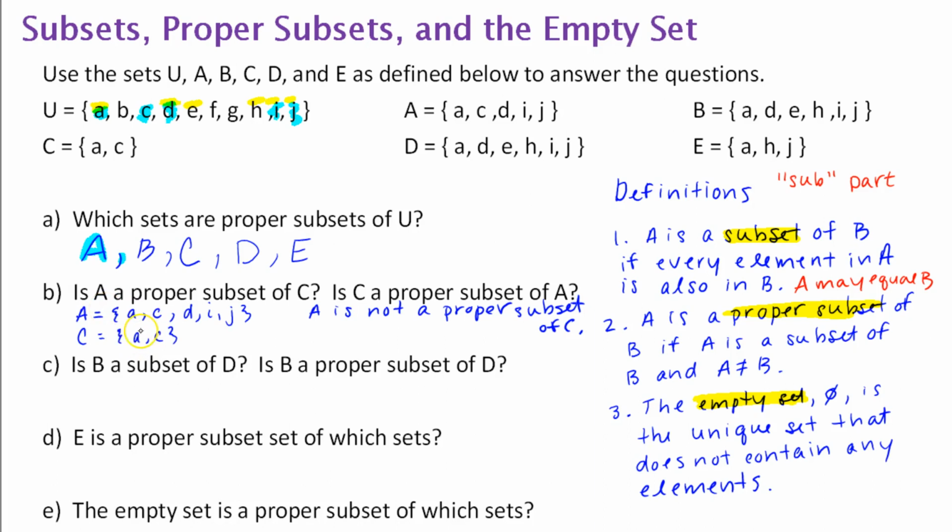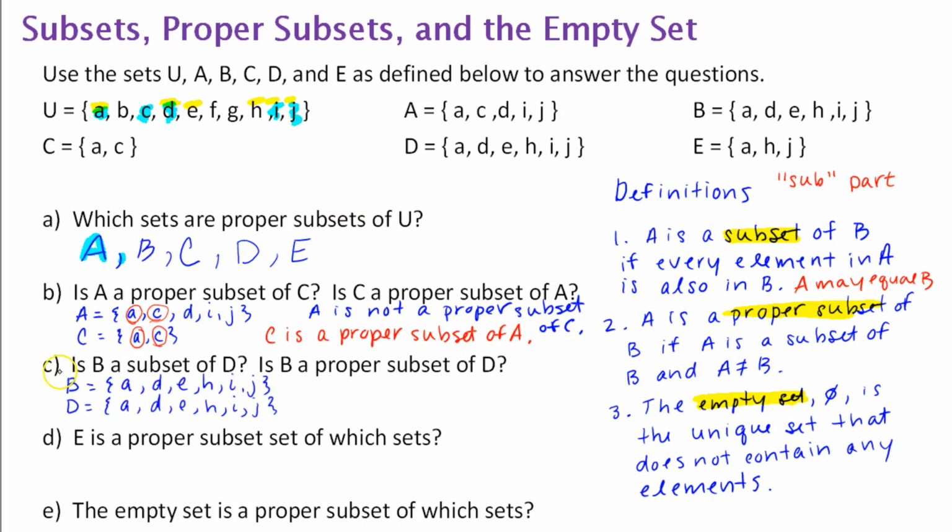So here, the first element in the set C is the lowercase letter a. Notice that's also in the set A. The other element in the set C is the lowercase letter c, and that's also in the set A. A also has other letters that are not in C, so these two sets are not equal. So we can conclude that C is a proper subset of A.